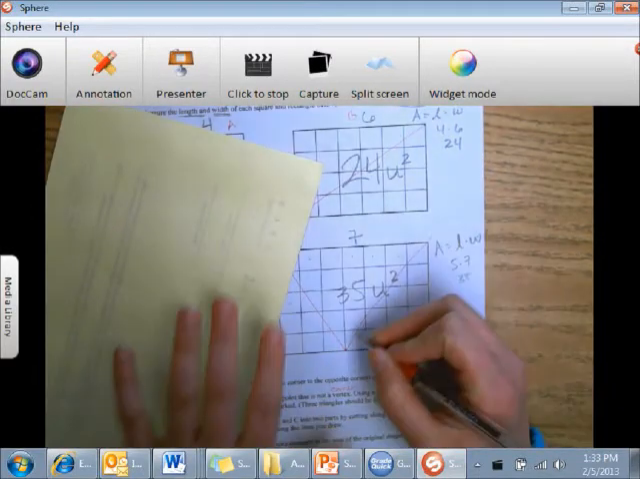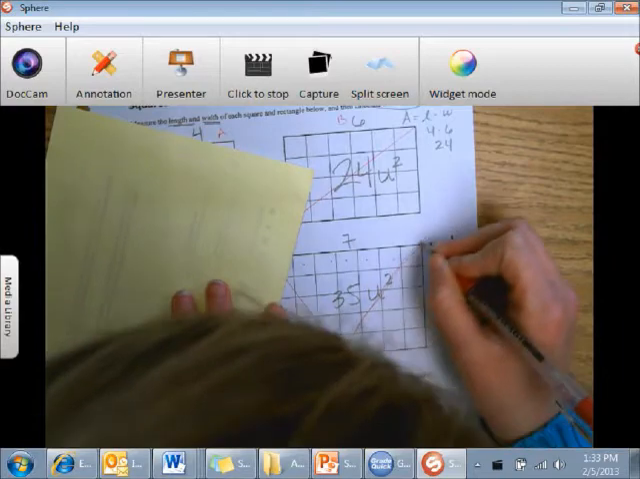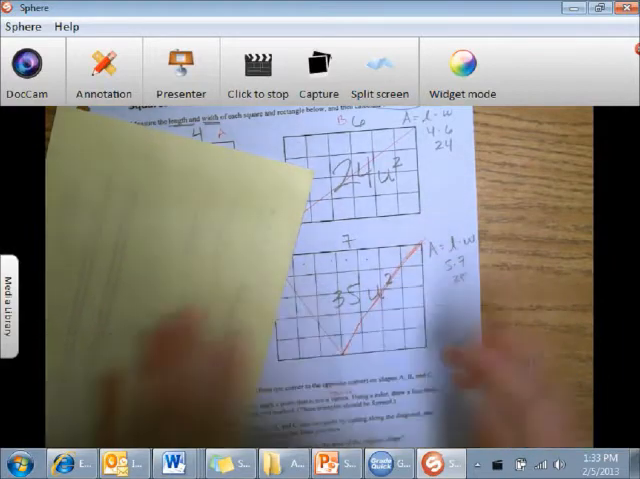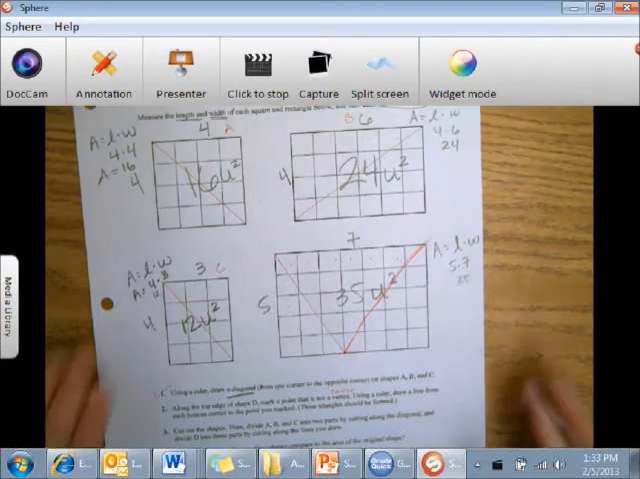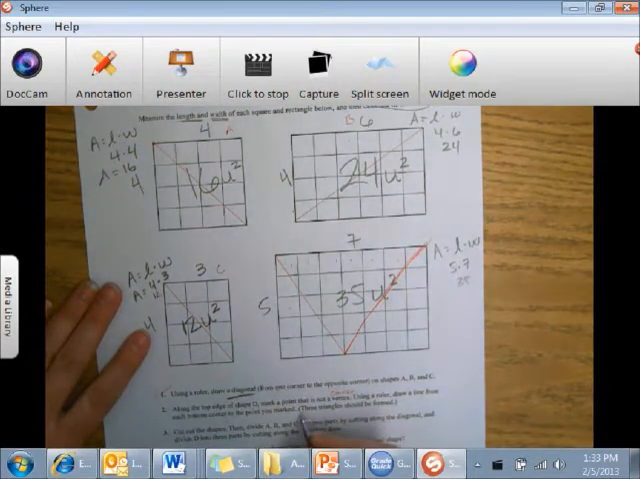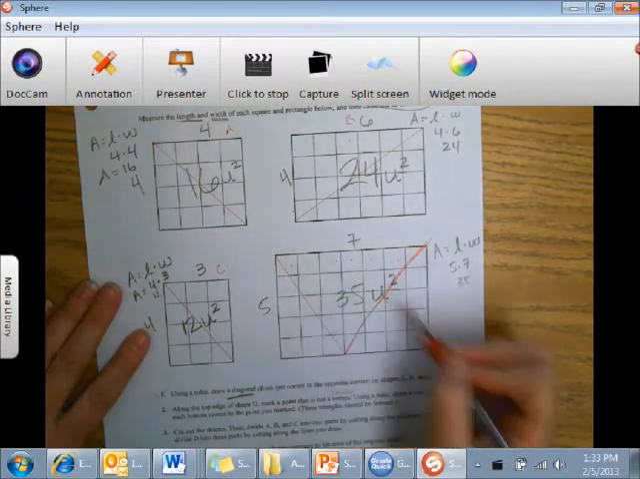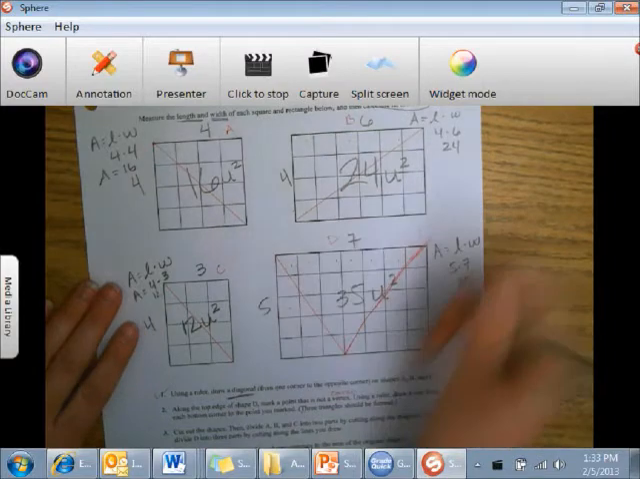Ooh, that was a little floppy. Sorry. Okay. It says 3 triangles should be formed. And here we go. 1, 2, 3. And that was figure D. So we did number 2.